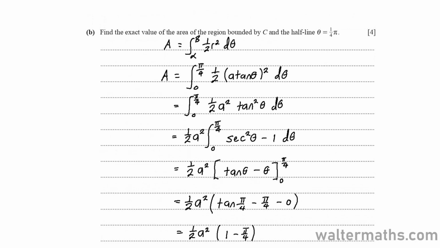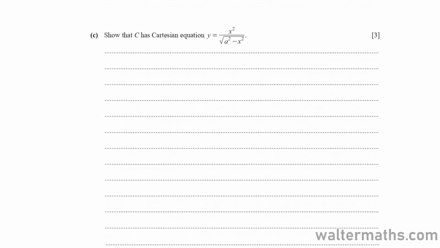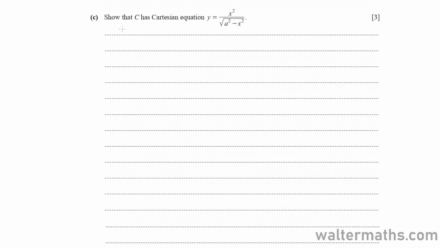That's the area here. Let's go on to part C. On part C, they say, show that C has Cartesian equation y is equal to x squared over root of a squared minus x squared.